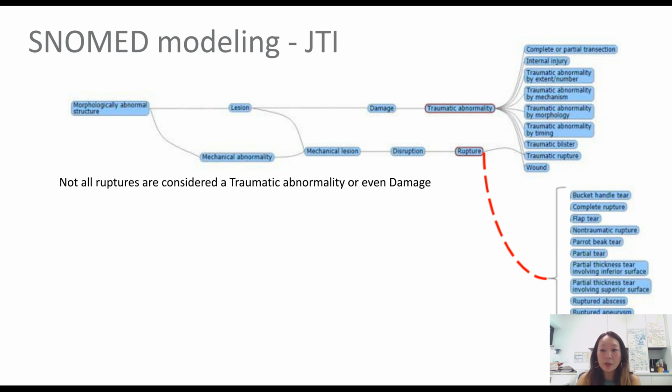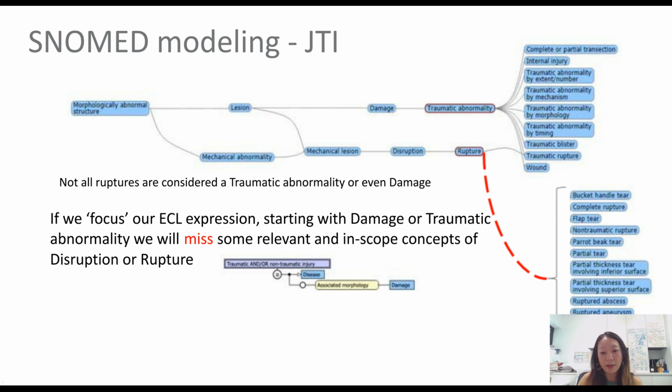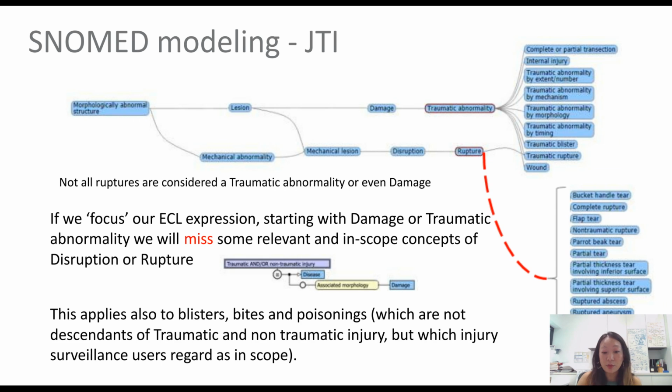So when we had a look into the SNOMED modelling, we could see here that this concept here, rupture, was not actually considered a traumatic abnormality, or even a damage concept. And rupture itself has many concepts here which don't share a parent with traumatic abnormality. So if we focus our ECL expression starting with a damage or traumatic abnormality, as we had with this traumatic and or non-traumatic injury concept, we end up missing many relevant and in-scope concepts of disruption or rupture.